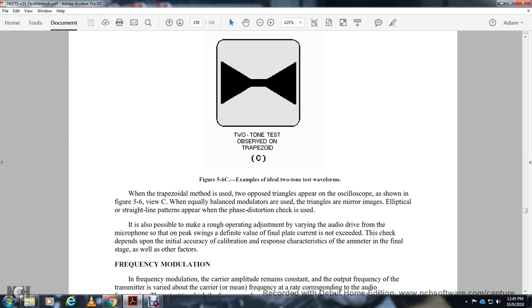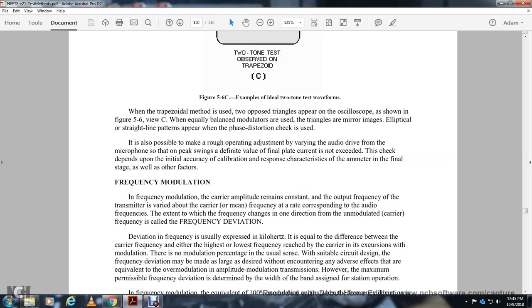There is also the loss of rough operating and drift, bearing on audio drive with the microphone and the peak of the swings for the final value. The check depends on the initial calibration response with the ammeter and the final state, as well as other factors.